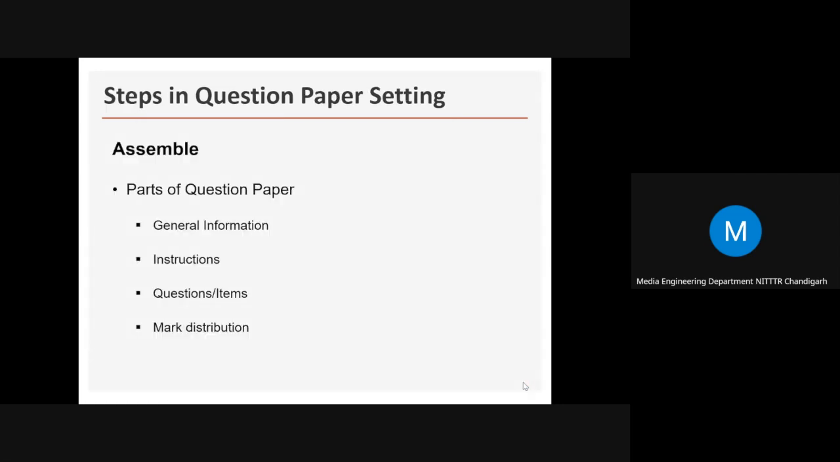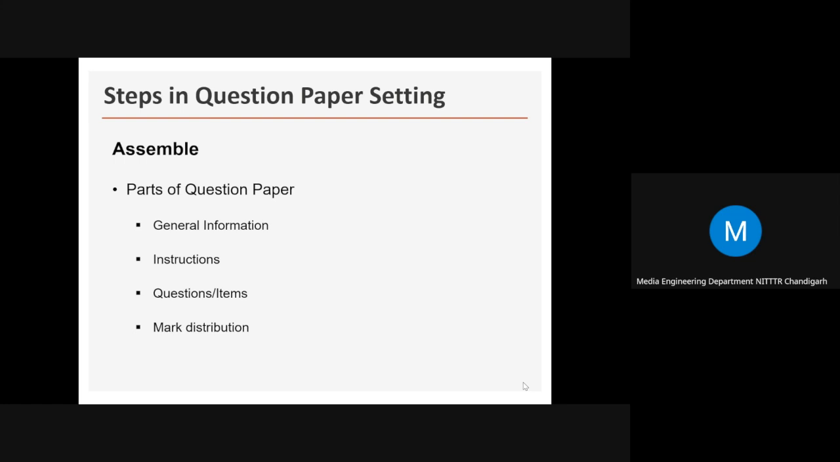Okay, so once we have written the question, we thought that our task is over. But we have to assemble our question paper by including different parts. Writing questions or items, you can see at the third bullet point, is one part of setting the question paper. We should include general information, instructions, and mark distribution. General information is maybe the code of the subject, name of the subject, semester, the maximum marks, and the time allotted. All those things should be included.